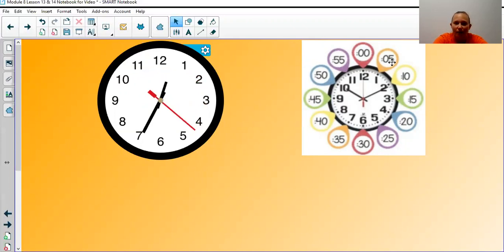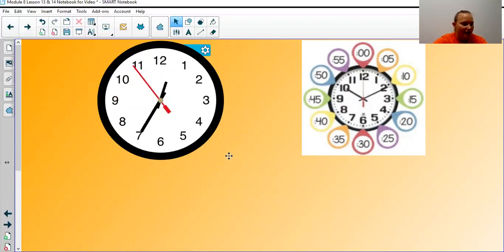We can skip count around the clock by 5s because each number on the clock represents 5 minutes. So if we start at the 12 with a 0 and we go around, we would say 5, 10, 15, 20, 25, 30, 35, 40, 45, 50, 55, and 60, we would be back at the 12. Remember, 60 minutes equals 1 whole hour.